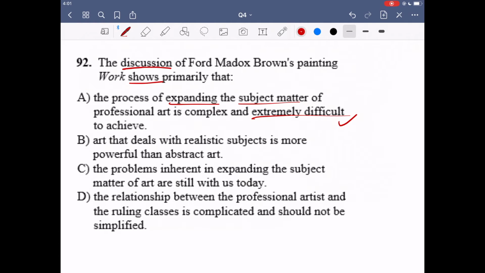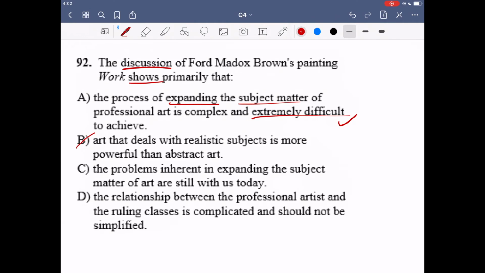Option B is saying art that deals with realistic subjects is more powerful than abstract art. This is just a random answer. I mean, the author does kind of dismiss abstract art at the end, but the whole passage isn't about the problems the author had with abstract art or anything like that. That's just a small thing added at the end, and also that is something which came afterwards. Abstract art wasn't even mentioned when we had the discussion of this specific painting. So there's nothing in the passage which says that the author believes one type of art is better than another, except art which transcends conventions.